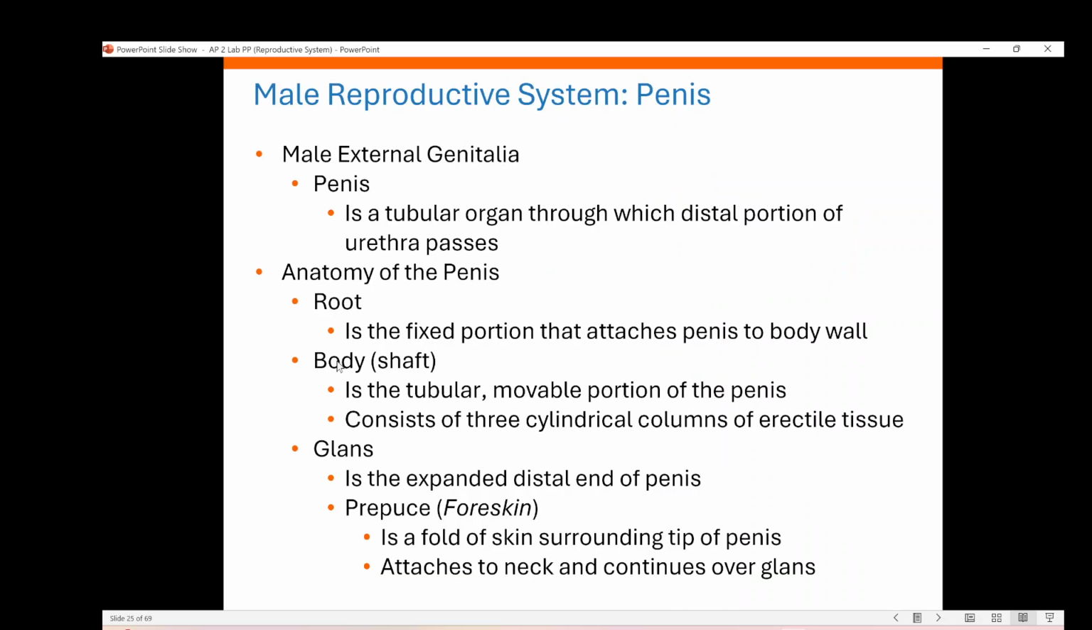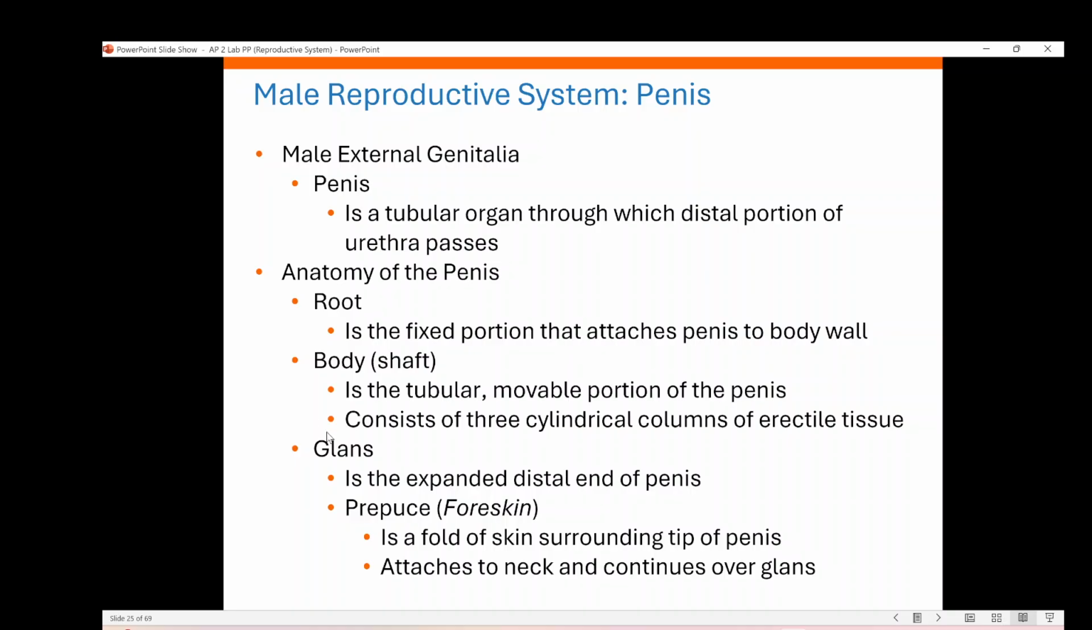The second part we're going to call the body, right? Or some people call it the shaft. This is the tubular, movable portion of the penis. What's important about this, there are three columns within the body that are erectile tissue, which are necessary for sexual intercourse. And then the tip of the penis, the very end, distal portion, is known as the glans.